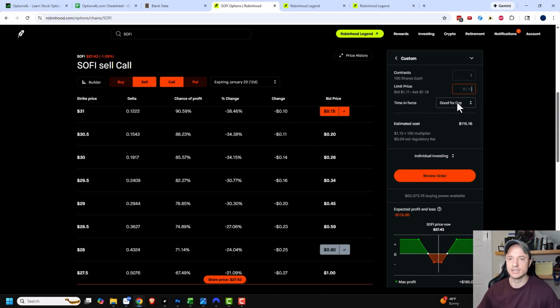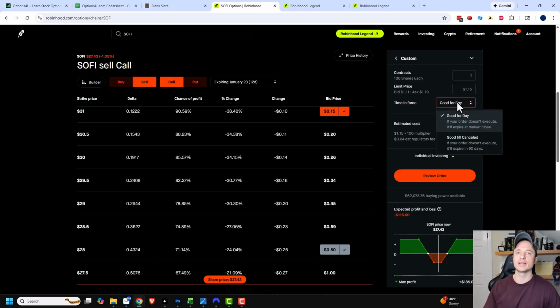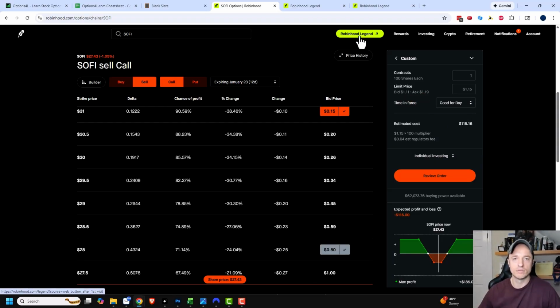Time in force is good for day, so that means at the end of the day, if your order doesn't fill, it will automatically cancel, and you'd have to set up another order, or good till cancel, so your order would remain open until it's filled, or until the expiration date has passed. And so those are your two options for placing this particular trade. All right, let's go ahead and hop over to Robinhood Legend now and set up the trade over there.